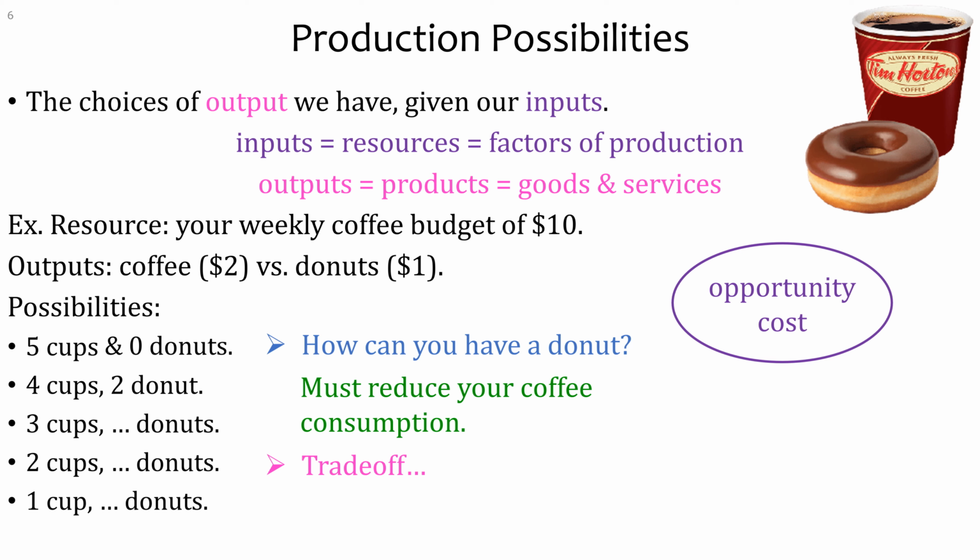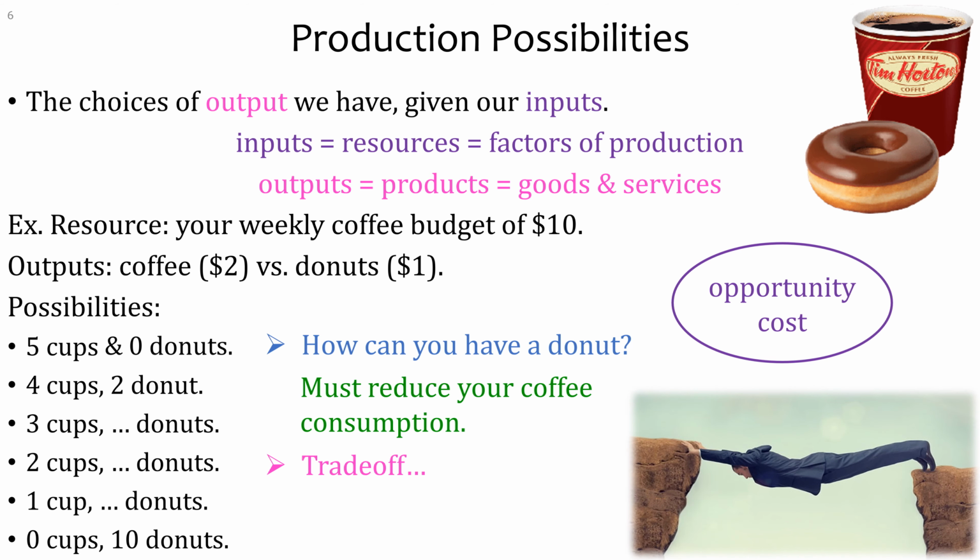If you spend all of your money on donuts, $10 over $1 per donut, then you can get 10 donuts, and in that case you will have no coffee, right? So that's what happens. Now here's one question. If you're getting 10 donuts, can you have even one more donut? If you have only $10, the maximum number of donuts you can have is 10. You cannot have any more. You have reached your maximum. And the maximum number of coffees you can have is 5, right? So these are your limits. These possibilities are the limits that you have based on your budget, all right?